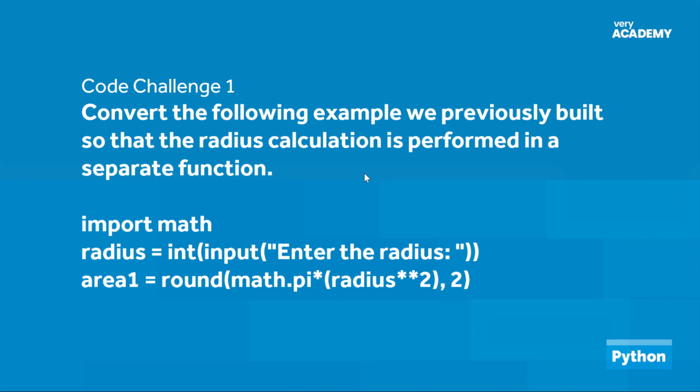So code challenge number 1. We're going to convert the following example we previously built so that the radius calculation is performed in a separate function. So let's just think about this. We need some sort of input. And then what we need to do is take this calculation and calculate. So we need to pass in some data. So we enter the radius. That might be 10, say.